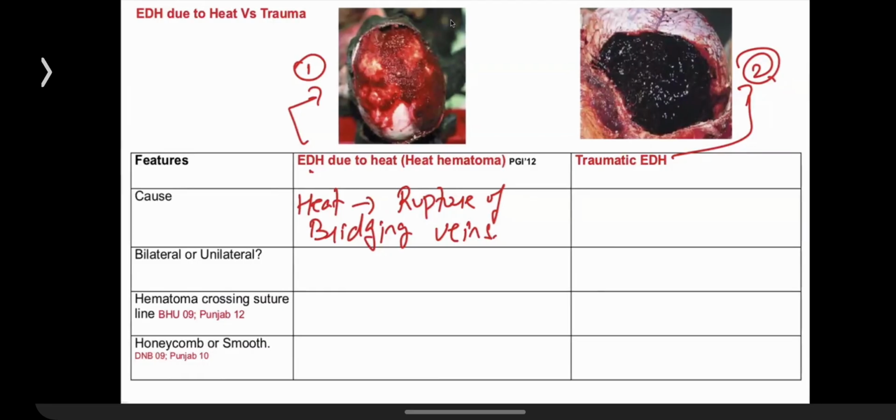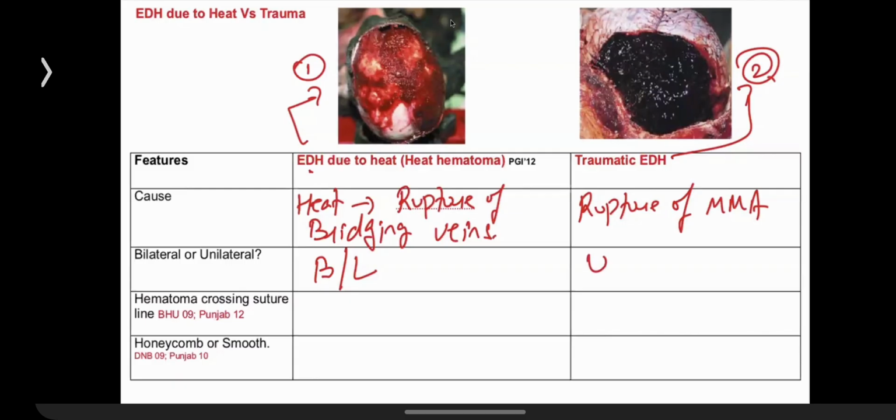Traumatic EDH occurs due to rupture of the middle meningeal artery. And this first one, the heat hematoma, will be bilateral because heat has effect everywhere. Traumatic EDH will be unilateral because it is limited by sutures. So it crosses, it does not cross. Because of the heat, air bubbles will be there, which will lead to a honeycomb appearance.